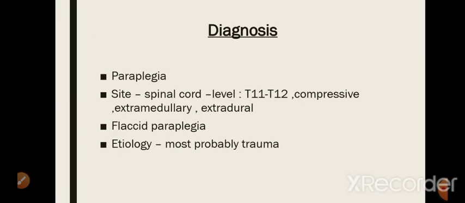Now we can look at how to write the diagnosis. This is a paraplegia, and the site is at the level of the spinal cord. As the lower abdominal reflex is absent and the cremastic reflex and others are exaggerated, the level may be T11 to T12. It is a compressive cause, extramedullary extradural. At the level of the lesion it is LMN type, so it's a flaccid paraplegia. There is a history of trauma, so the etiology is most probably trauma. This is the way these whole things should be included in your diagnosis.